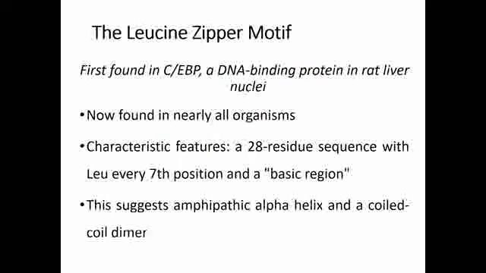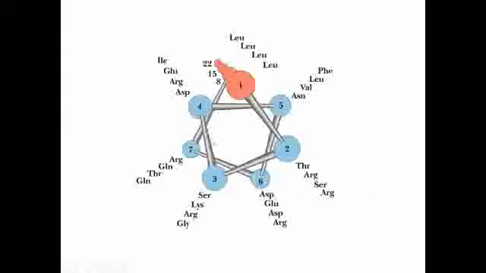The third category of motifs in DNA binding regulator proteins are leucine zippers. They were first identified in a DNA binding protein in rat liver nuclei, but again, it is also now found in nearly all organisms. The characteristic feature of this type of DNA binding domain is a 28 residue sequence with leucine at every seventh position, which forms a basic region. This suggests that an amphipathic alpha helix and a coiled-coil dimer will form.